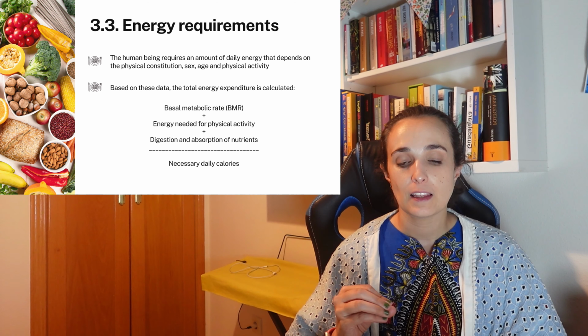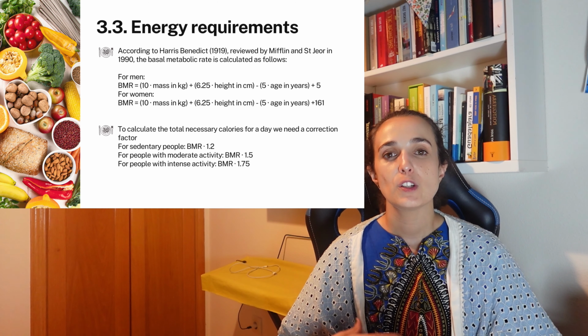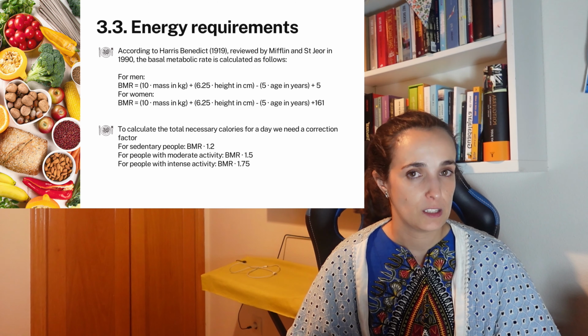We have to do an adjustment depending on our physical activity. If we don't do any exercise at all, if we don't walk at all, we always go by car or by bus to places, we are sedentary people, we have to multiply this basal metabolic rate by 1.2. If we have a moderate physical activity, we do some sport during the week, we go to the gym or we go to a sport club, we are in a team, we have to multiply our basal metabolic rate by 1.5. And if we are very sporty people, we should multiply by 1.75.